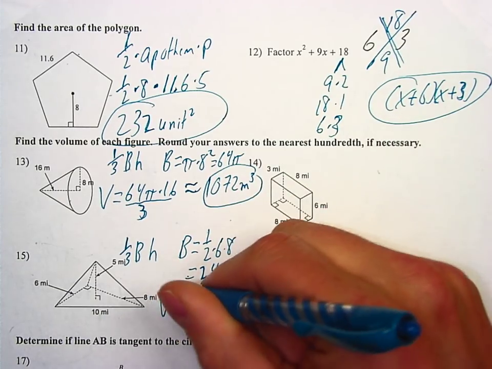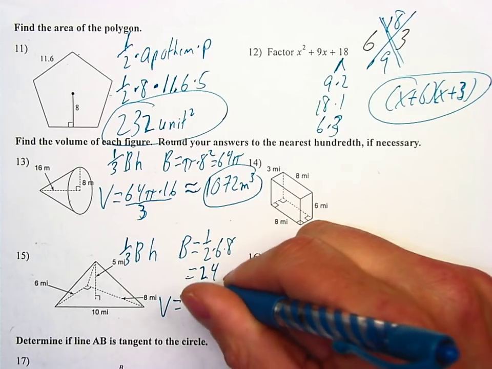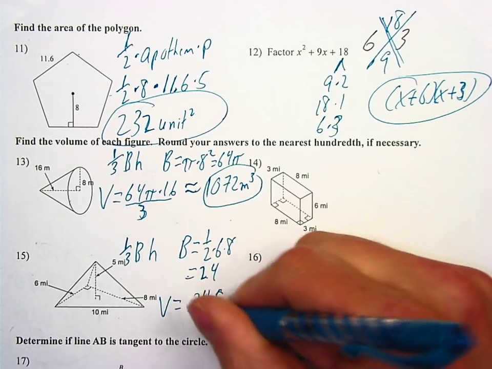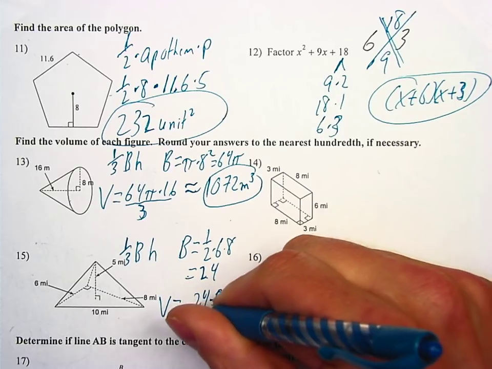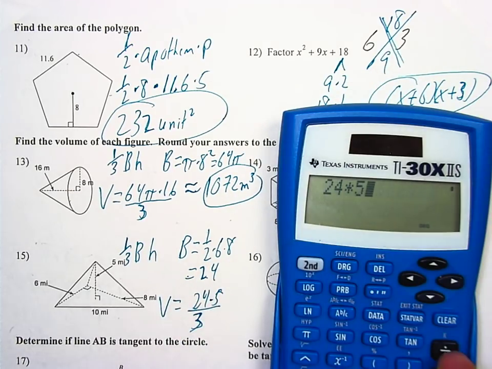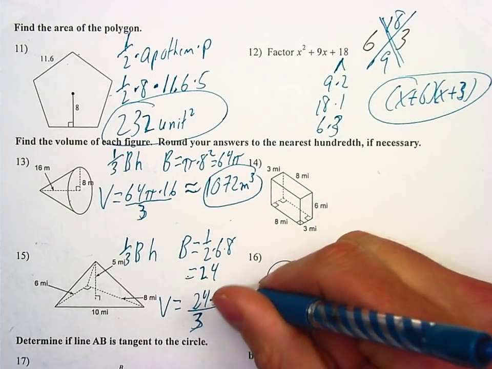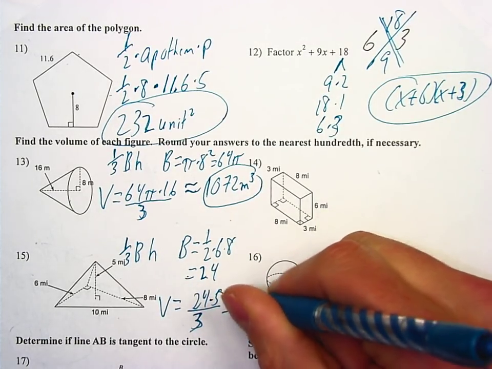My volume again is a third of the base times the height. So I'm going to take 24 times 5, and I'm going to take a third of that, or divide it by 3. So I can take the 24 times 5 and divide it by 3 like this, or I can do it as 1/3 of 24 times 5 to get the answer as well. This is exactly 40 cubic miles.